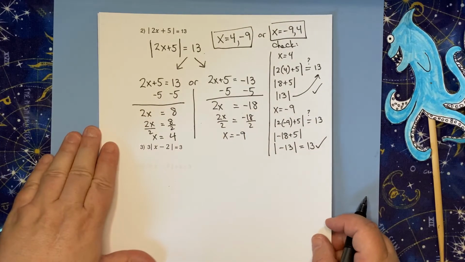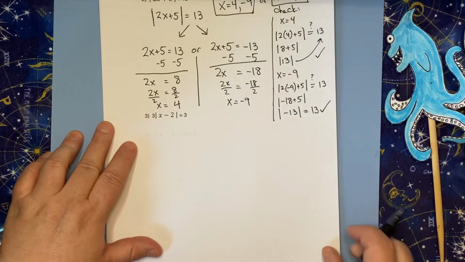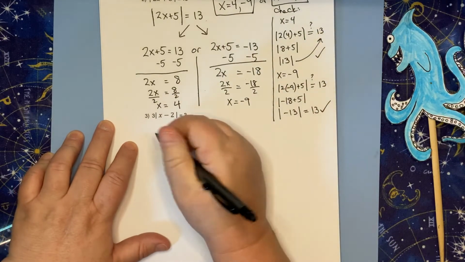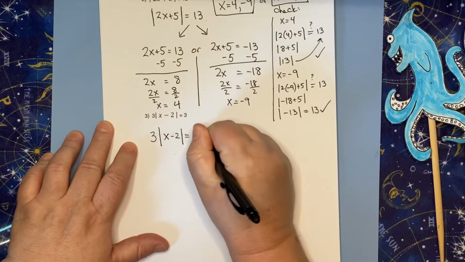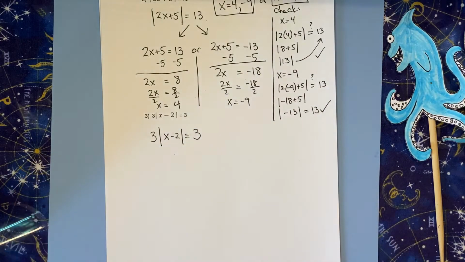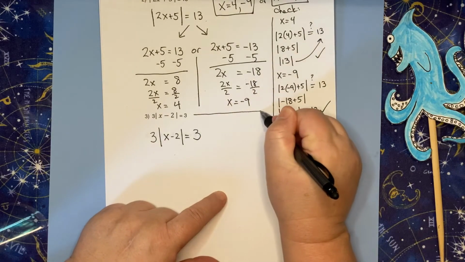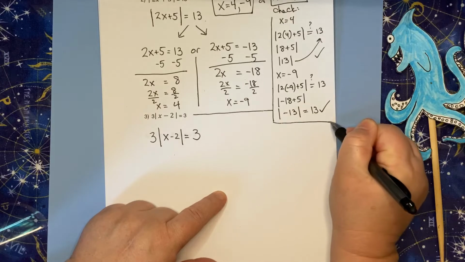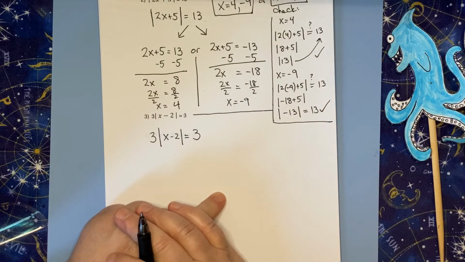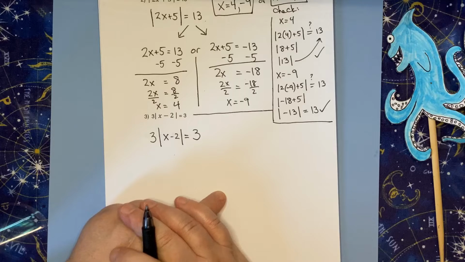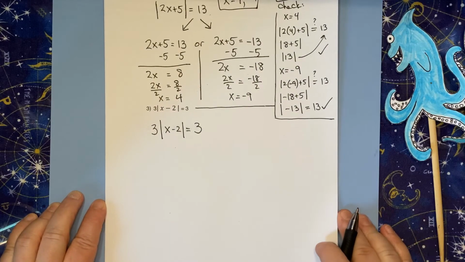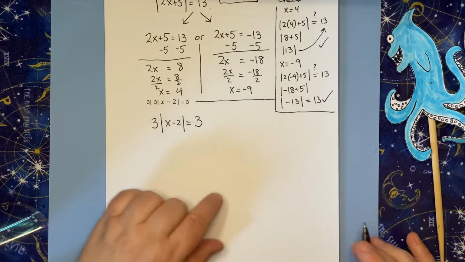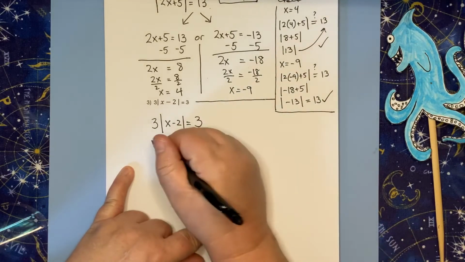Okay, shall we try another one? Woohoo! This one's a little bit more exciting. 3 times the absolute value of x minus 2 equals 3. Now here, absolute value is really different from other things. So you've got to treat absolute value almost like its own kind of variable. How do I mean? Well, what I mean is you want to isolate the absolute value.